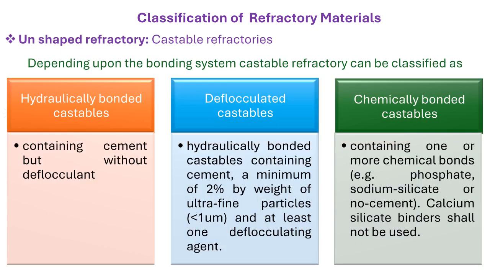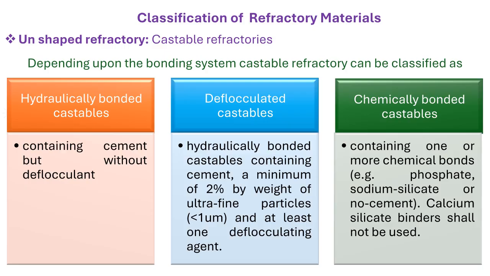Now let's take a closer look at castable refractories and how they are classified. The most important way to classify castables is by their bonding system, in other words, how the particles inside the castable are held together. Understanding the bonding system is crucial because it directly affects strength, temperature resistance, installation behavior, and overall performance. Broadly, castable refractories are divided into three main types based on their bonding mechanism.